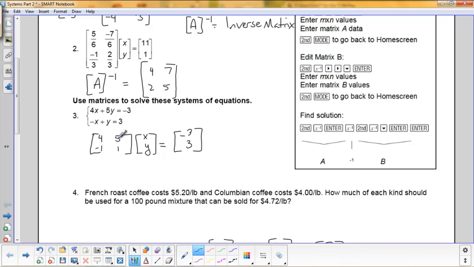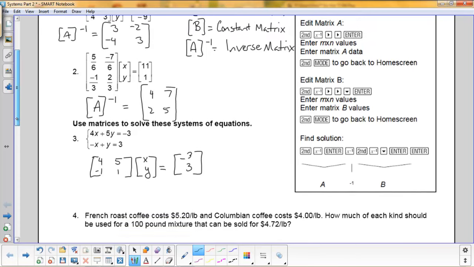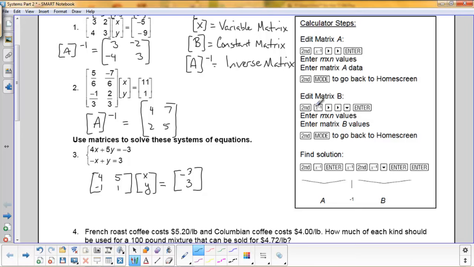Alright, now of course what I need to do here is find the inverse of matrix A. So we're going to follow these keystrokes to help us in solving this problem. I'll come back up here so you can read the entire thing and follow along with me. Essentially, we're going to find the inverse of matrix A, multiply that by matrix B, and the result is going to be the solution matrix, or sorry, the variable matrix X, Y. And that's how we find our solution to this problem.